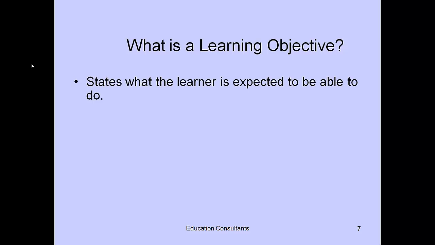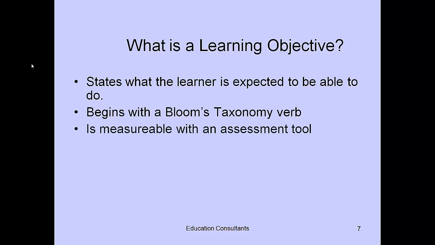A learning objective states what the learner is expected to be able to do after the instructional activity. It should begin with a Bloom's taxonomy verb, such as synthesize, assess, use, list, know, analyze, compare, contrast. It should be measurable with some type of assessment tool. This tool could be a quiz, could be homework, it could even be just teacher observation or peer observation. And it should align with a state or Common Core standard.